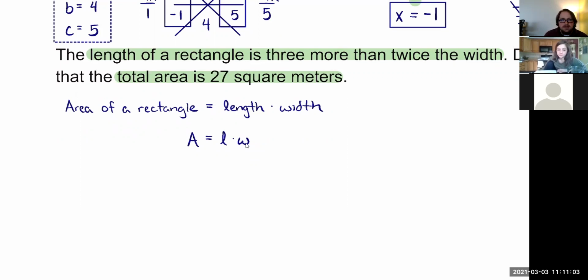Do I know, right off the bat, one of those pieces of information? Yes. What do I know? The area. What is the area? 27. So according to the facts, we know that the area is 27. Great. So that leaves us with length times width.